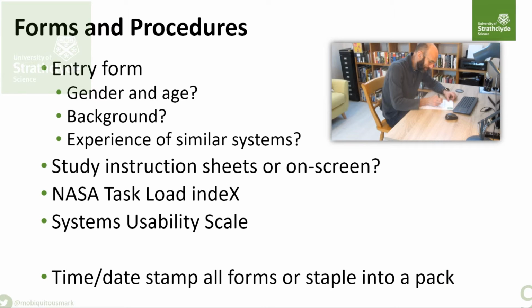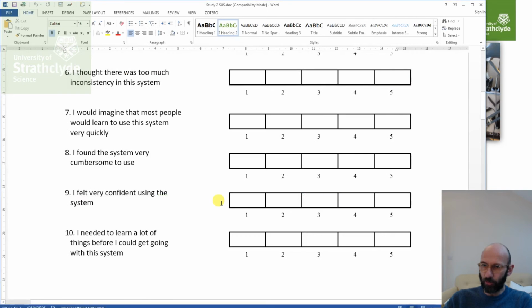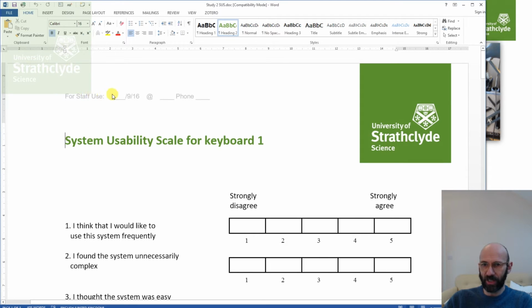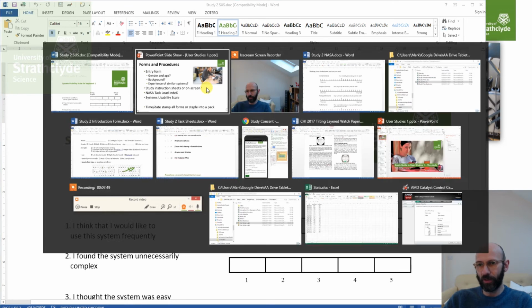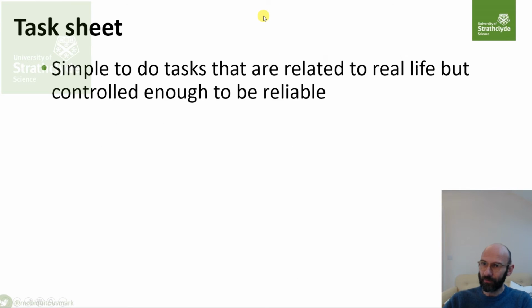Good tip is to time and date stamp all the forms or staple them into a pack. So at the top of all my forms I have a little bit that says for staff use, and I have a date and a time, and if you've got multiple phones going at once, what phone was being used in the study. That just means you can join all the data together afterwards. You don't end up with a form here and a form there and you're like, oh no, whose is this? Okay. And it also means you can tie into the log files, which you'll date as well.